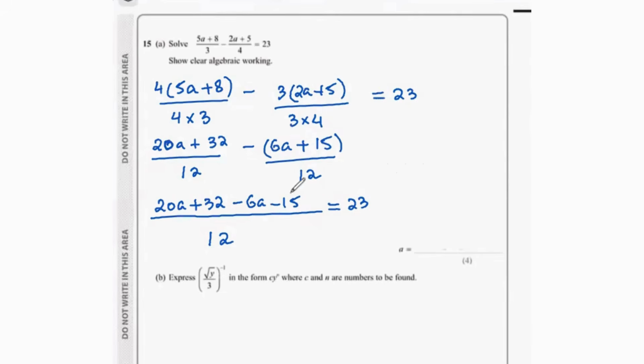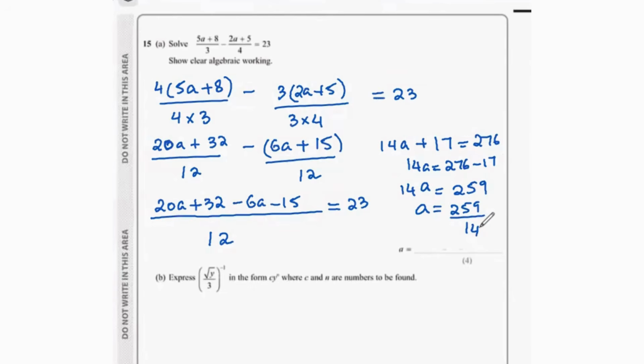Cross multiply. Collect the like terms over here. So 14a plus 17 equals 23 times 12, which is 276. So 14a equals 276 minus 17, which is going to be 259. And then a would be 259 divided by 14. That's 18.5. That's your value of a.